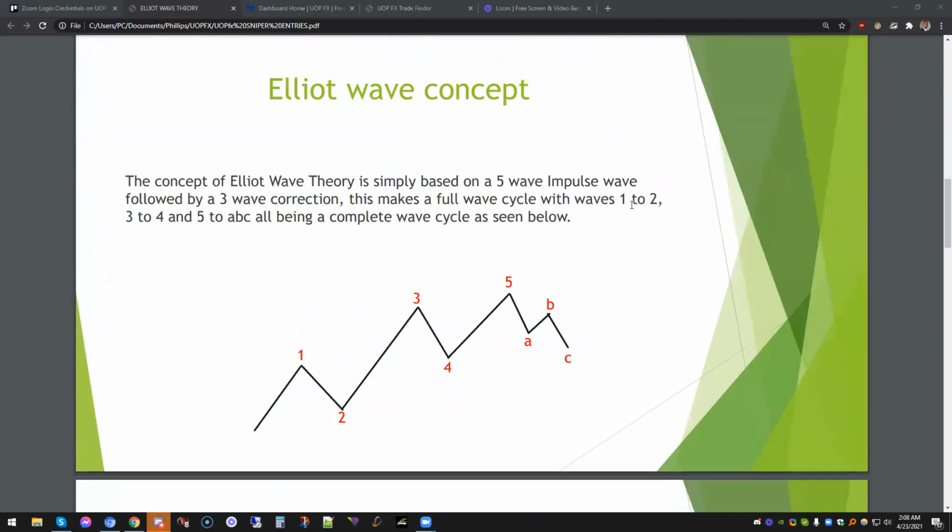On our last class, we did the Elliott wave concept. I'm sure most of you by now have a basic understanding of what the Elliott wave concept is all about. It's simply looking at the market move in a 5-wave impulse, followed by a 3-wave correction. And this makes a complete cycle.